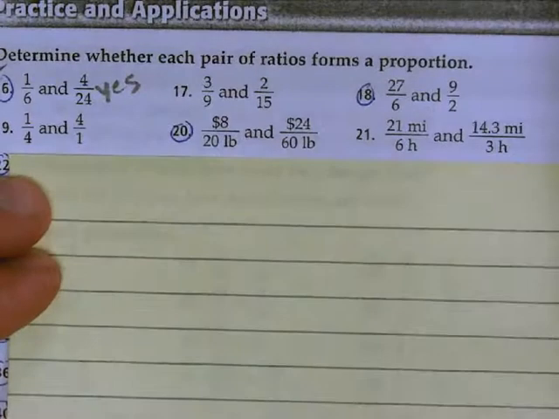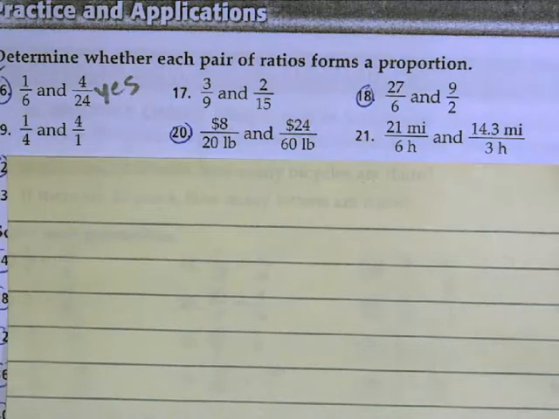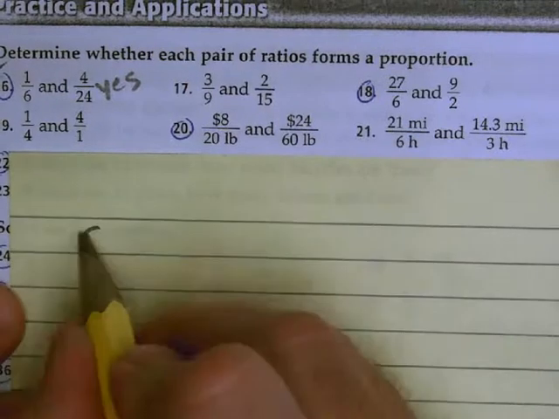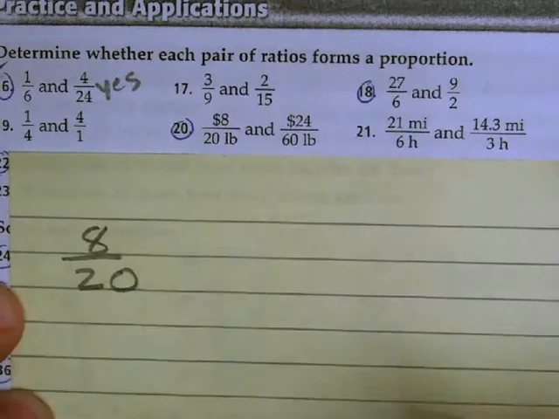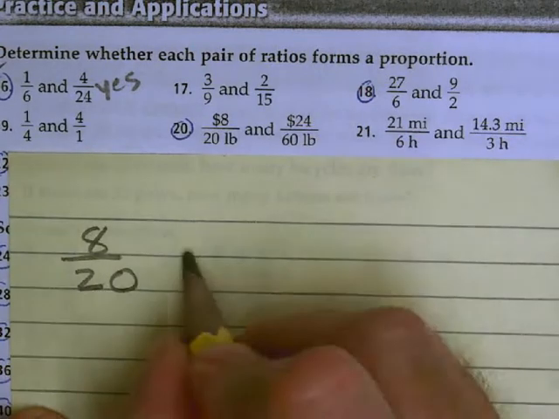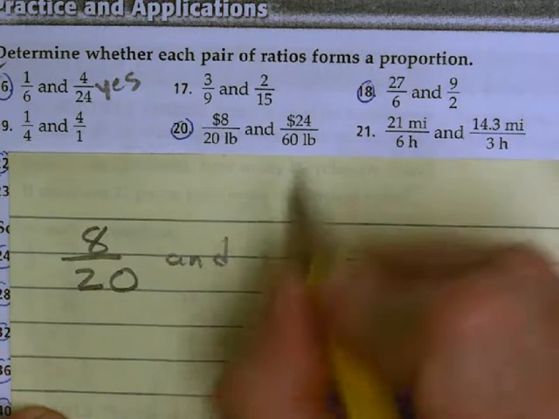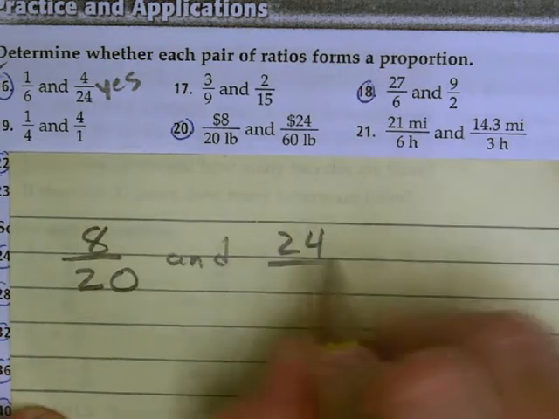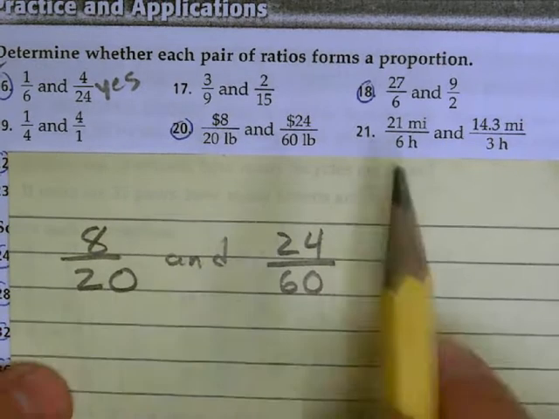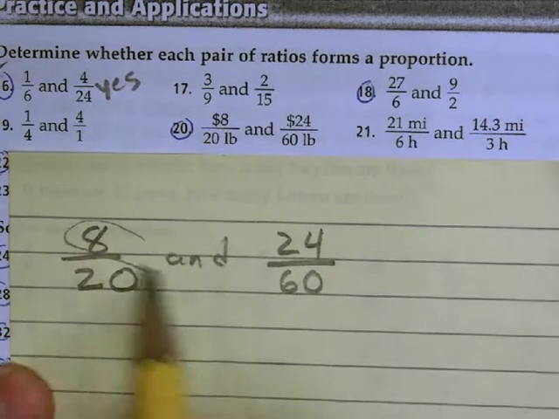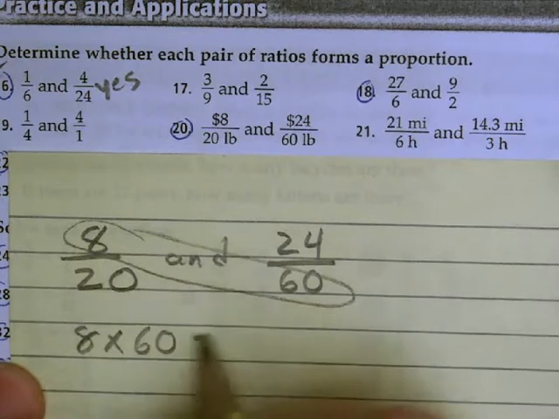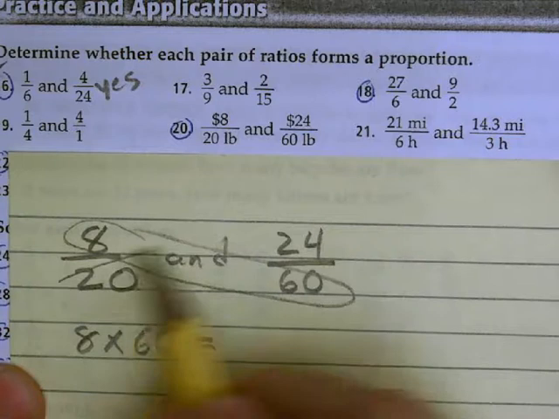So for number 20, we have $8 for every 20 pounds, right? So it's 8 over 20. And we have $24 for every 60 pounds. We want to see if that's equal, right? Let's compare 24 over 60. I'll just put the numbers down now and not put our pounds sign. Let's cross multiply 8 times 60 and see if they're equivalent to 20 times 24.